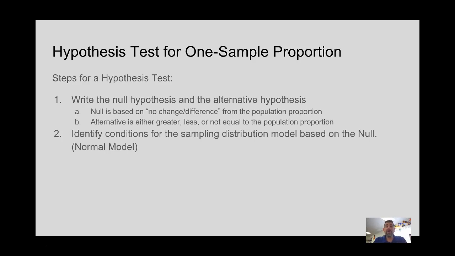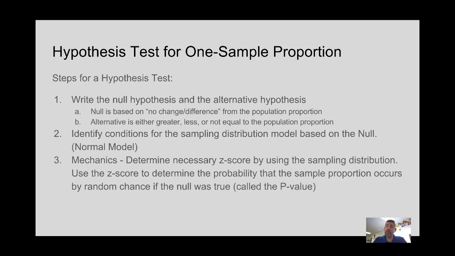The second thing we're going to do is, because we're using a sampling distribution, we need to create a normal model, and we're going to base this sampling distribution on our null hypothesis. Since we're doing that, we have to identify our conditions for inference. And we've gone over those conditions when we talked about sampling distributions of proportions. I'll go over that in another video when I do the entire hypothesis test. The third thing is where we do all our math, our mechanics.